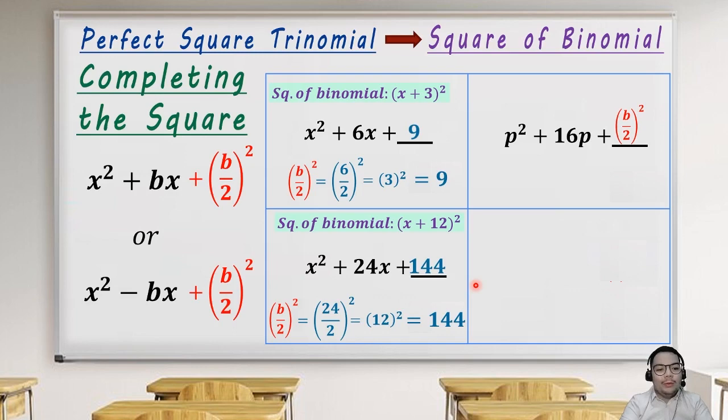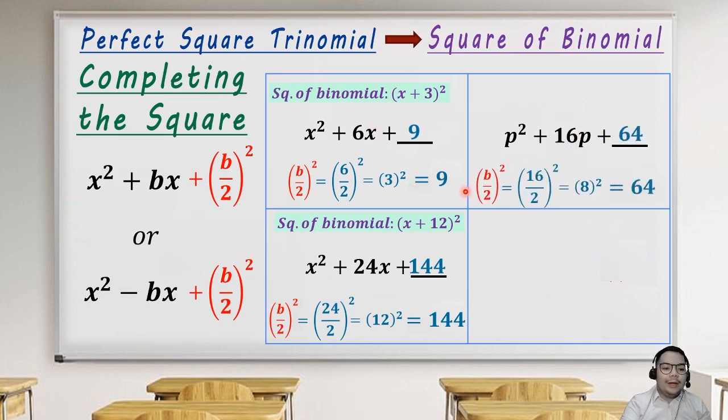Okay, so what do you think is the answer? Is your answer equal to 64? That's right. Getting the 16 divided by 2 is 8, and squaring that number is 64. So the third term of our perfect square trinomial is 64. And if you also got the square of binomial of this perfect square trinomial equal to p plus 8 quantity squared, your answer is also correct.